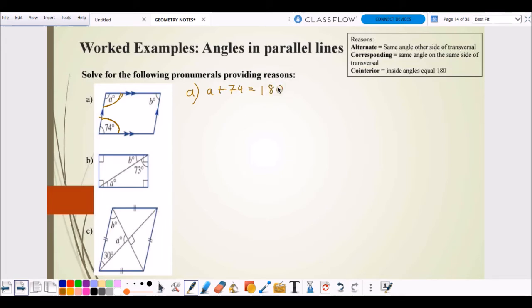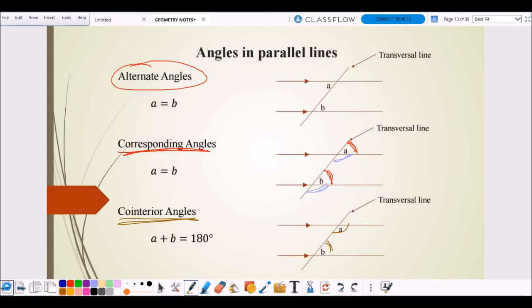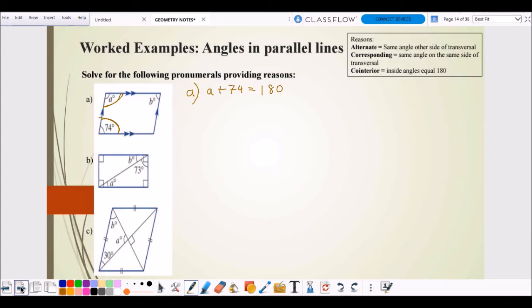So what that means is A plus 74, if it's co-interior, it should equal 180 degrees. Which it does, because looking at the previous example here, remember these angles, this and this, should equal 180. So logically, this angle and that angle should also equal 180. So solving this, take away 74, therefore the angle A is 106. And my reasoning for that is that it is co-interior.